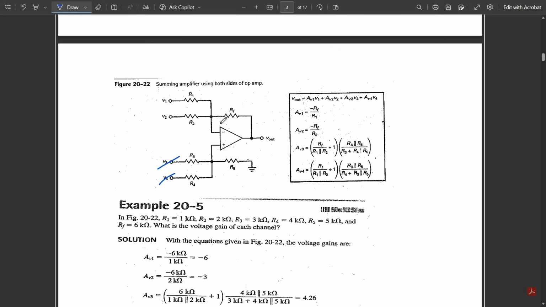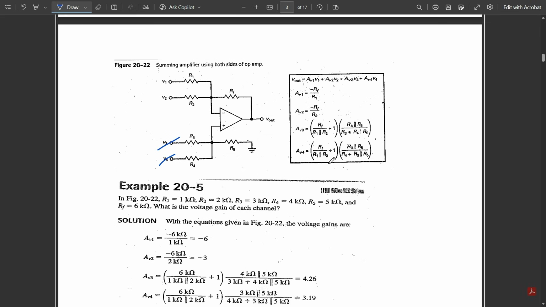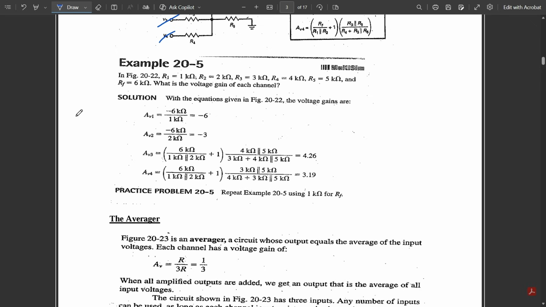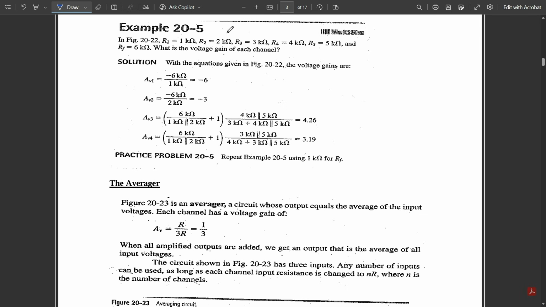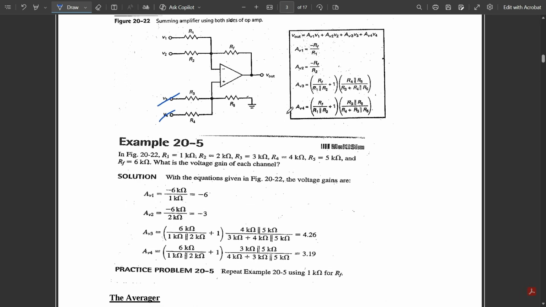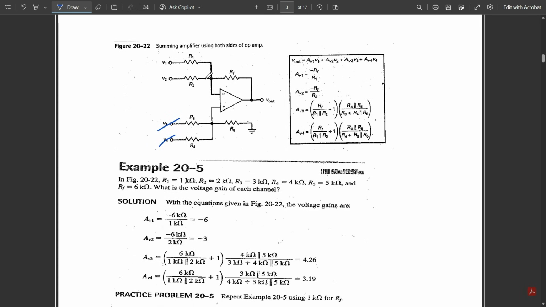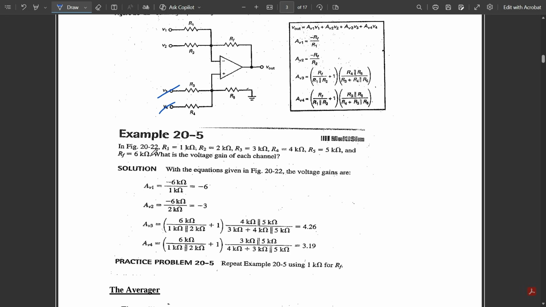Like this, the voltage gains at each stage are defined, and in this way the summing amplifier is used with both sides of the op amp simultaneously. With respect to that, we have one simple problem here which is very essential for you to know. With respect to the figure given, 20.22, we have five resistors, and their values are given: R1 is 1 kilo ohm, R2 is 2 kilo ohm, R3 is 3 kilo ohm, R4 is 4 kilo ohm, R5 is 5 kilo ohm, and RF, the feedback resistance, is 6 kilo ohm.